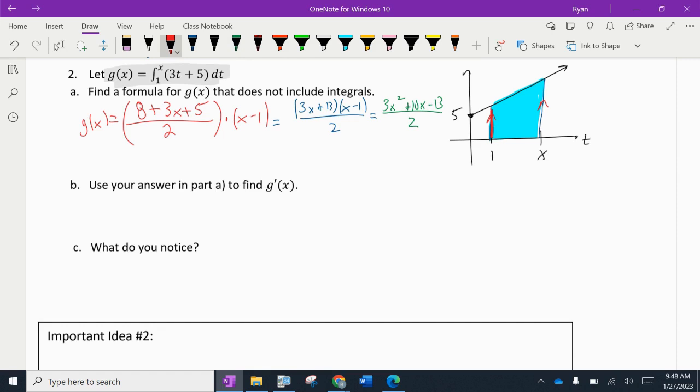Part B. This is what g of x is equal to. Now I don't have it in terms of an integral because an integral can be kind of hard to understand, but g of x is exactly equal to this in a simpler form. So initially this looked like a really weird, confusing question, but if g of x is equal to this expression, use your knowledge of derivatives. What is g prime of x?